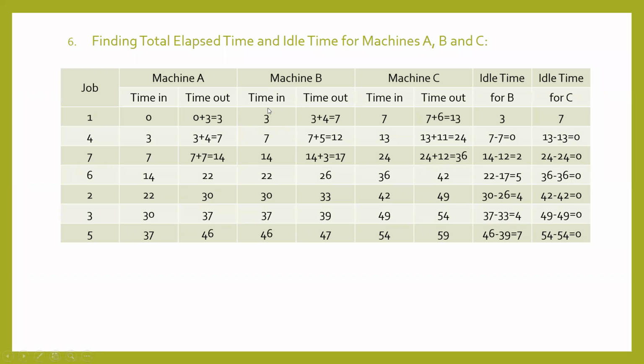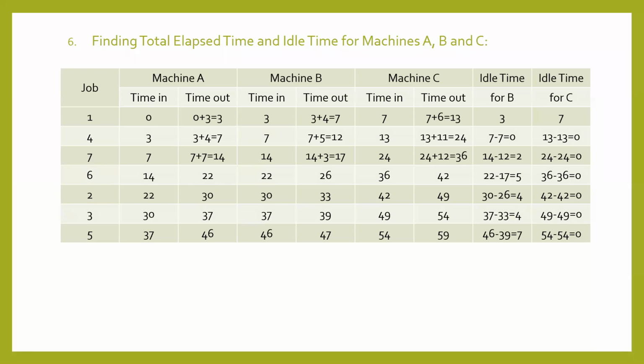Let us take one more, the 7th job. As soon as job number 4 is over on machine A, it will start processing the next job, which is job number 7. The processing time required for job number 7 on machine A is 7. So 7 plus 7 gives you 14 here.